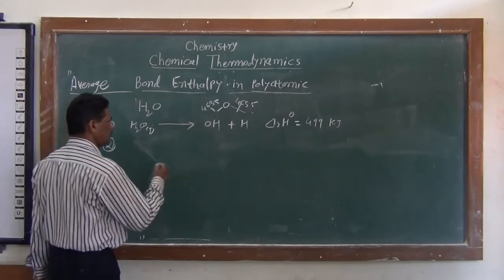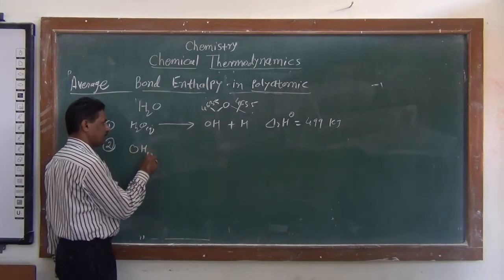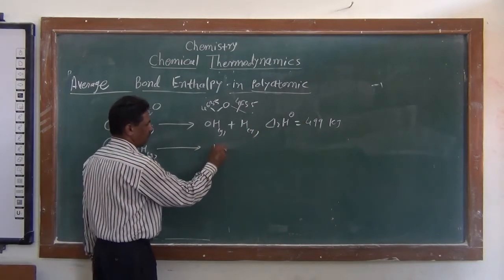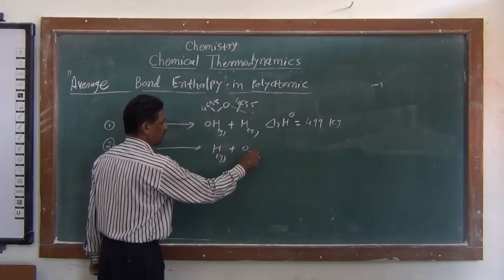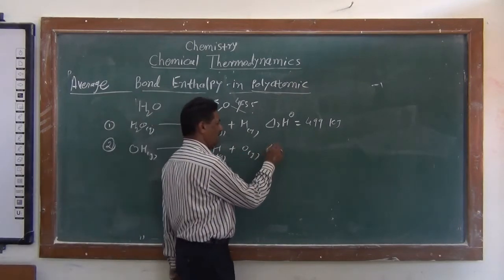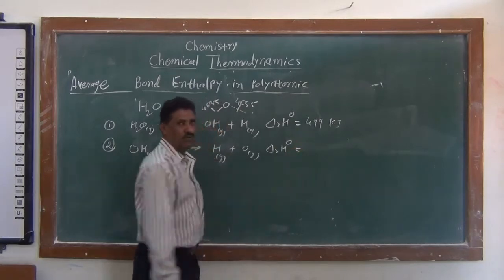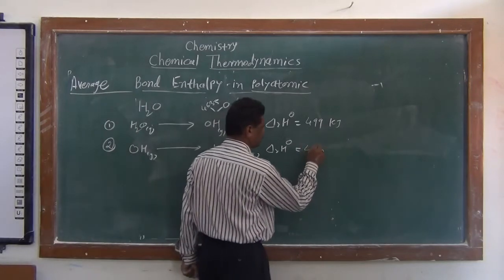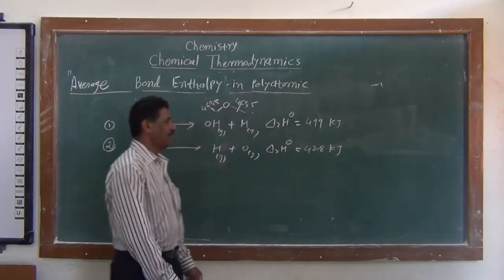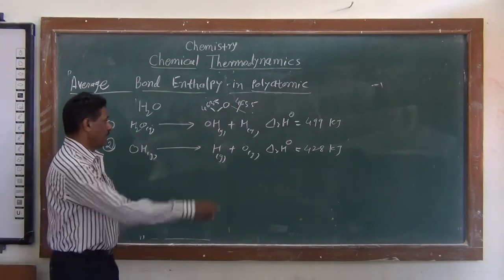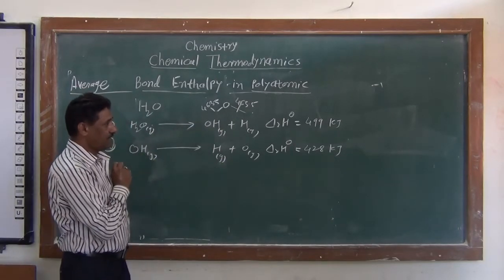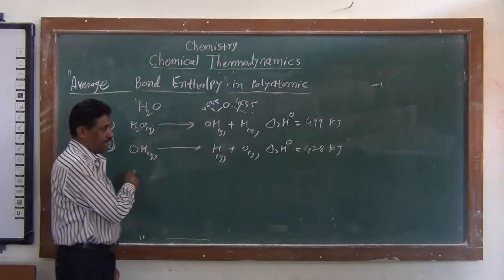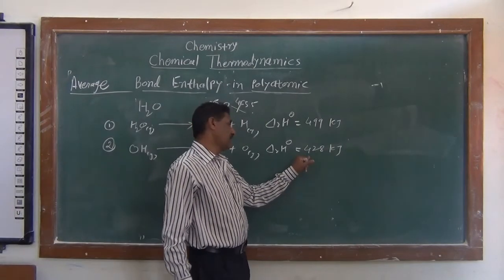here OH gives H plus O, the hydrogen and oxygen. Here delta rH0 is equal to 428. Here, when we break the first OH bond, this amount of energy is required, and when we break another OH bond, this energy is required.